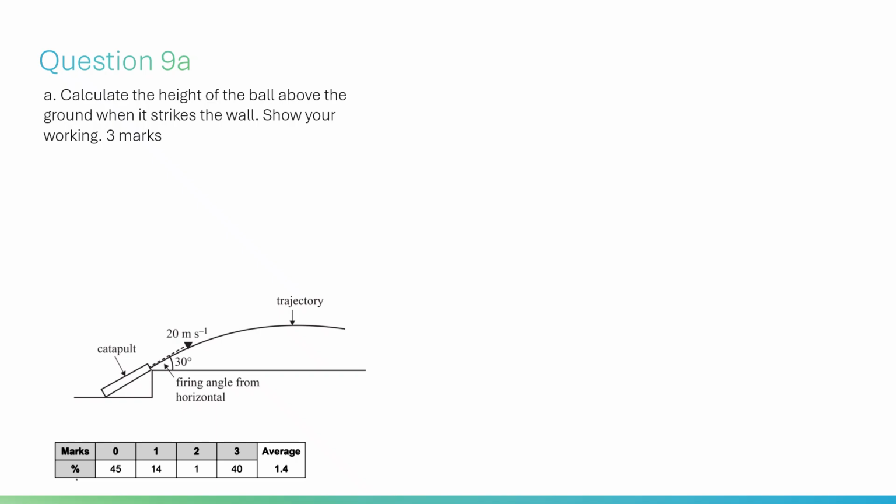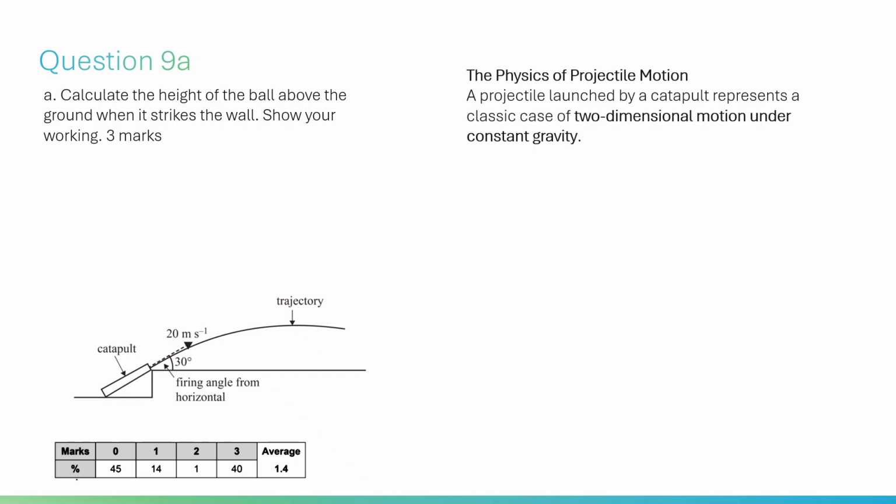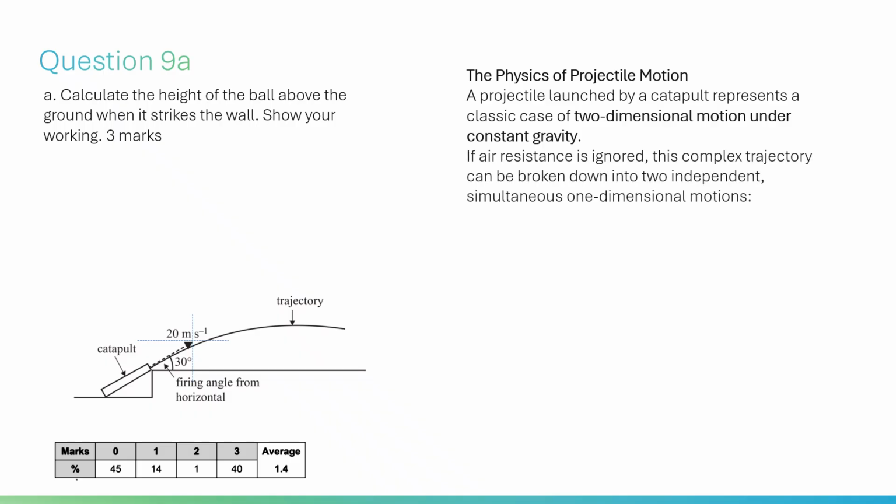The physics of projectile motion. A projectile launched by a catapult represents a classic case of two-dimensional motion under constant gravity. If air resistance is ignored, this complex trajectory can be broken down into two independent, simultaneous one-dimensional motions.